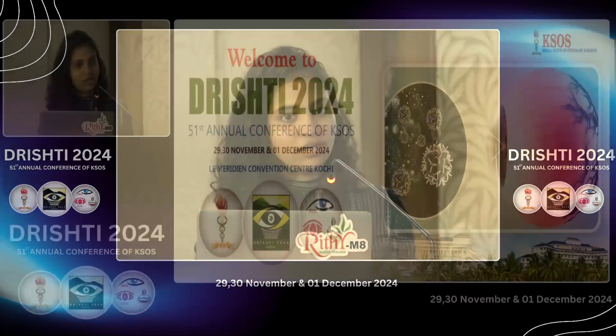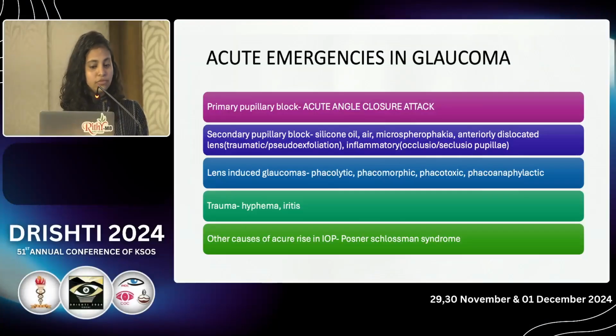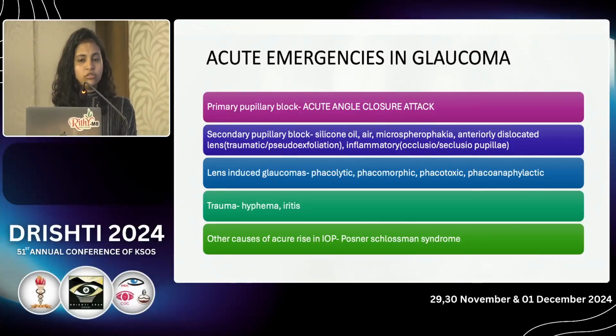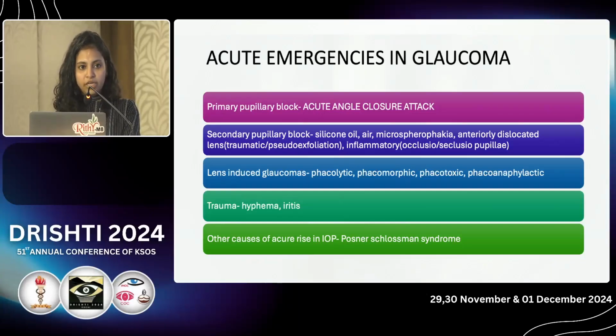So, coming to acute emergencies in glaucoma, there are only a few emergencies in glaucoma, but they are very, very important. First and foremost is acute angle closure attack, which is the primary pupillary block. From PG days, as we know, the two main ocular emergencies are acute angle closure attack and CRAO, because you have to intervene immediately, otherwise it can lead to irreversible blindness.